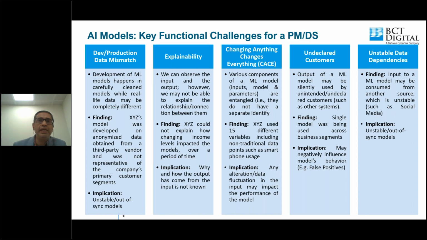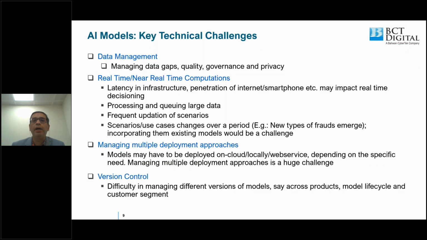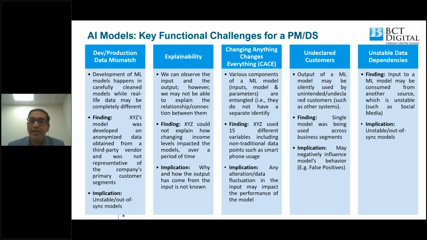So this is what is called changing anything changes everything, meaning the implication is not linear. Had it been a linear model, we could have probably adjusted by changing the weights and so on and so forth. But in an AI model, if you change one of the inputs, it might have a more than disproportionate kind of impact on the output itself.